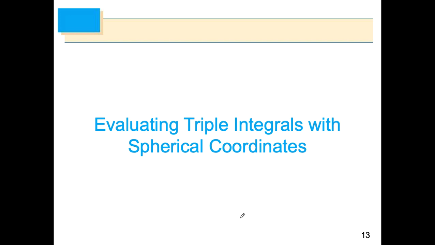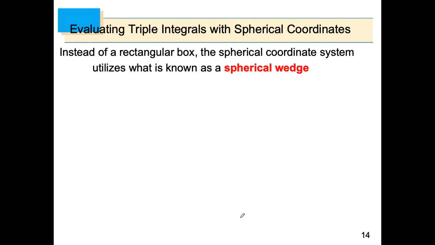So speaking of which, now that we have a couple of those under our belts, let's go ahead and talk about actually evaluating triple integrals. In order to evaluate triple integrals, we want to consider a few things first. Much like in previous sections where we talked about a solid of integration, our particular solid of integration in a spherical coordinate system is typically known as a spherical wedge.